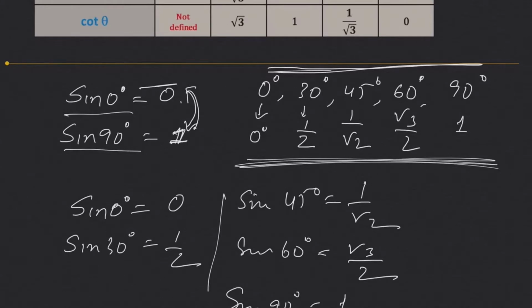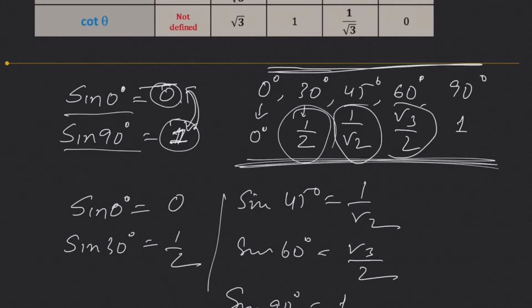If we can remember this, try to memorize it correctly. No need to memorize the 0 and 1, we already know this. Sine 30 degree is half, sine 45 degree is 1 by root 2, and this is root 3 by 2. If somehow we were able to remember all this, then our things will become very easy.